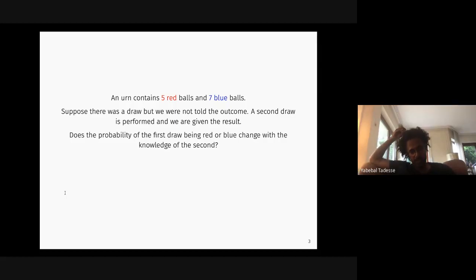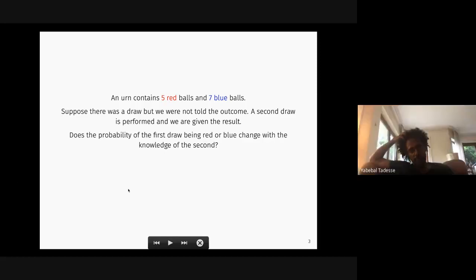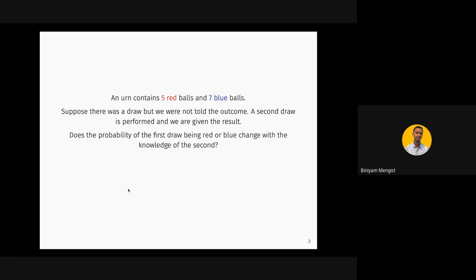His question is not clear. Biniam, can you repeat? What you said was that knowing the probability of the second event affects the probability of the first one. If those two events are performed in an order, if we're concerned about time, how can we be sure that the second event affects the probability of the first one?